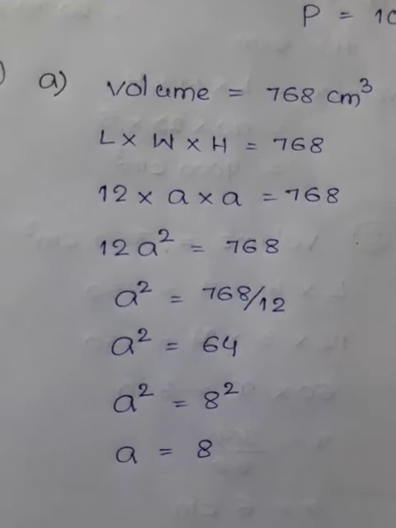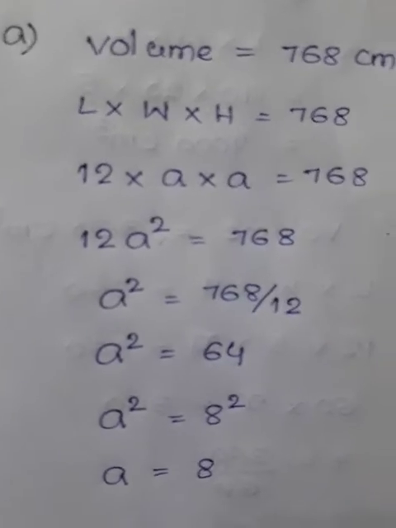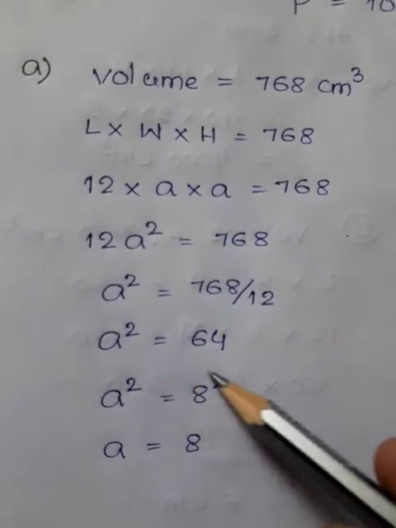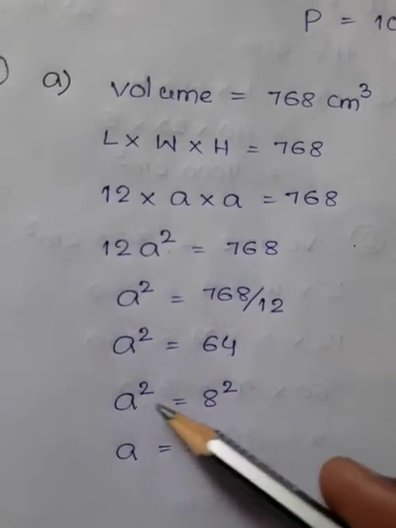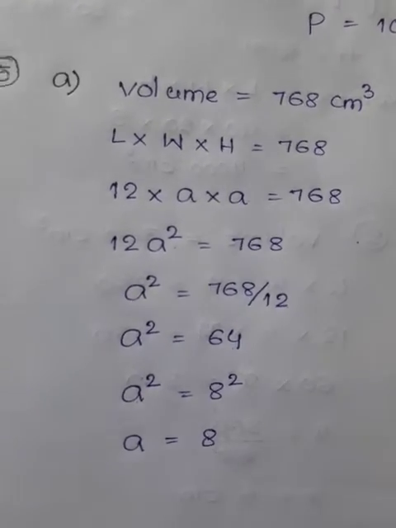Now here it is a square, which means the 64 also you have to write in terms of square. Which number multiplied by itself gives 64? 8 eights are 64. Whenever the powers are equal, the base is also equal. The upper one is called the power and the lower one is called the base. So a is equal to 8.